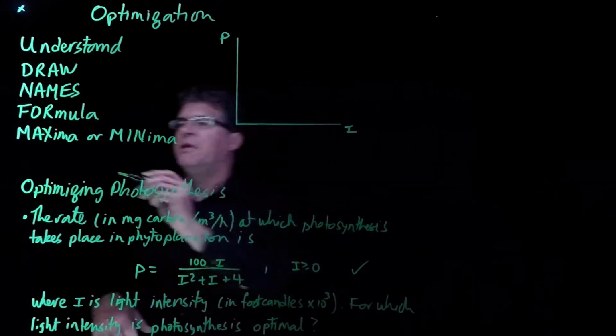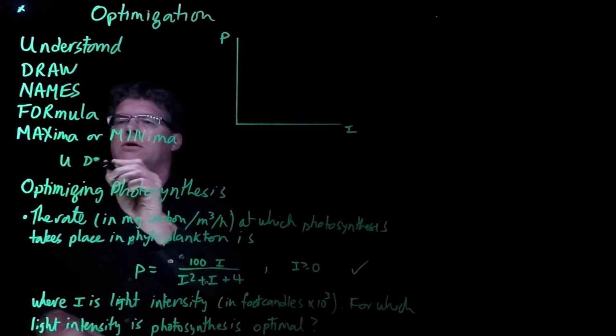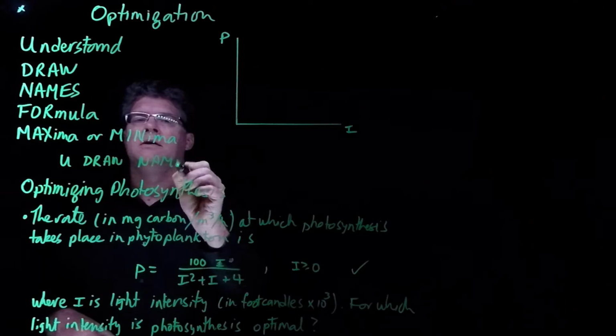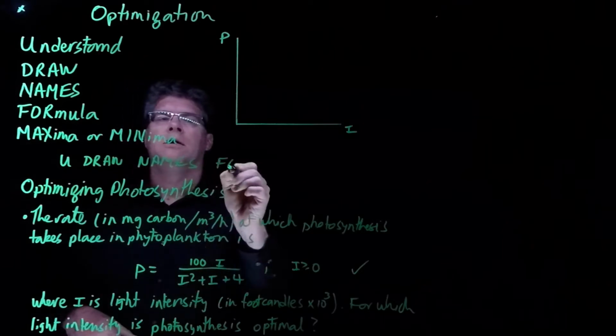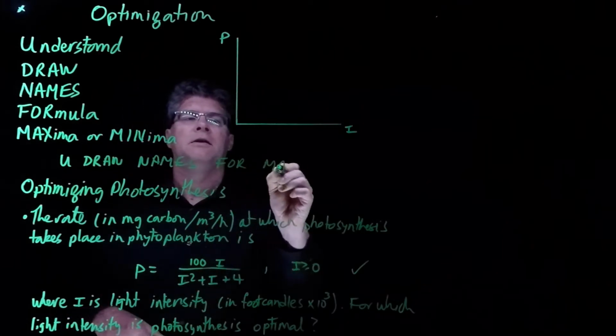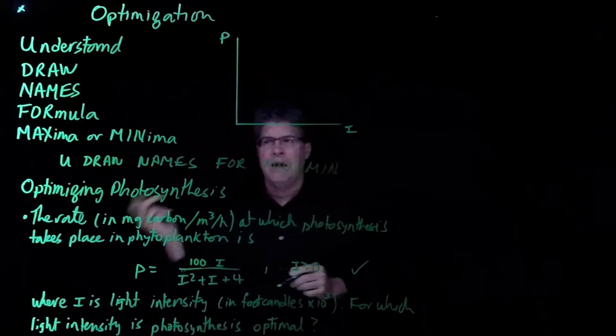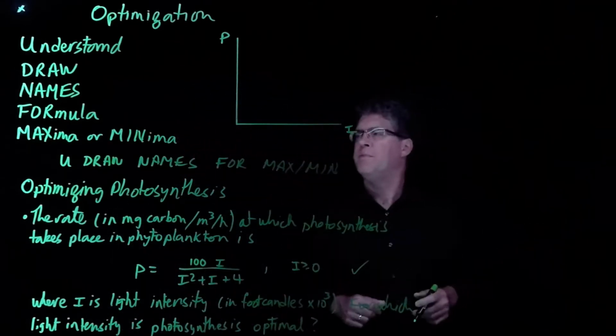And so we can remember this with: you draw names for max min. So we can remember where we are in the process if we have that mnemonic.